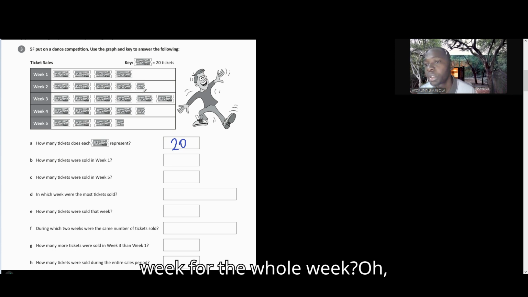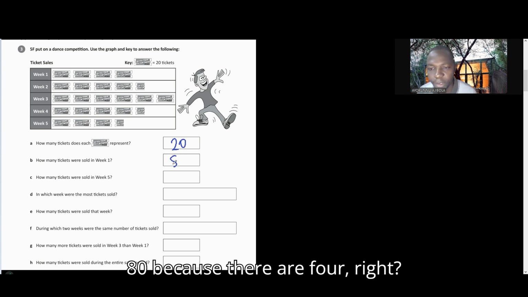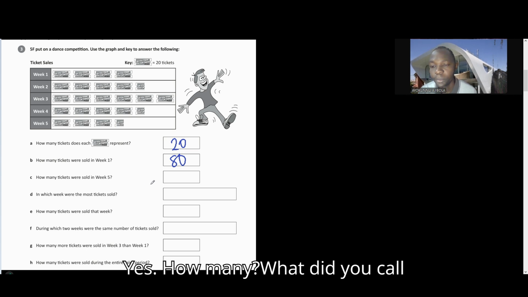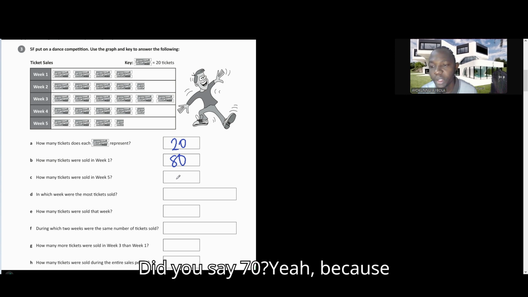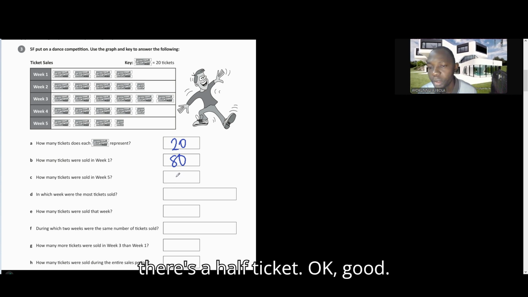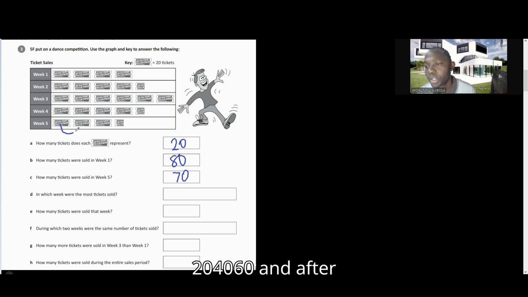For the whole week, 80. I mean week one. Yeah, week one, that's 80 because there are four, right? So how many tickets were sold in week five? Did you say 70? Yeah, because there's a half ticket. Okay, good. Then that's 20, 40, 60, and after that 70.